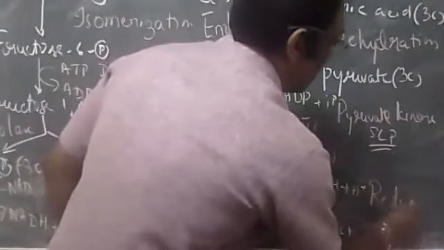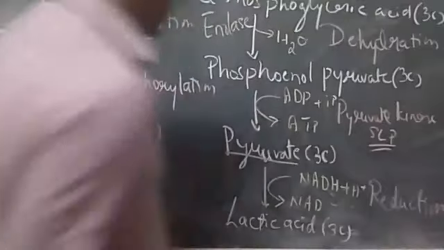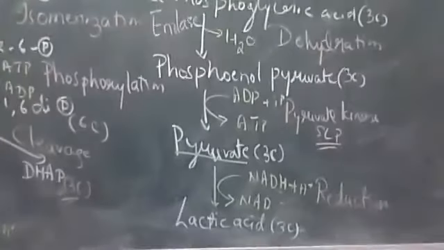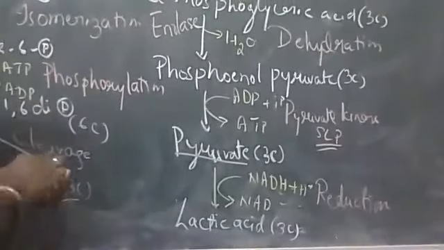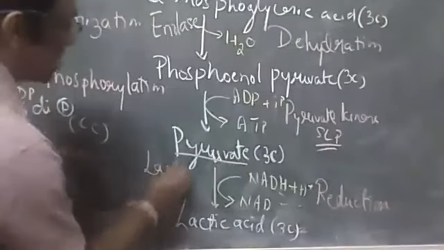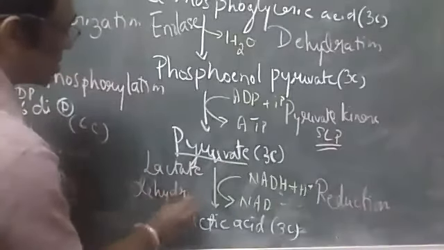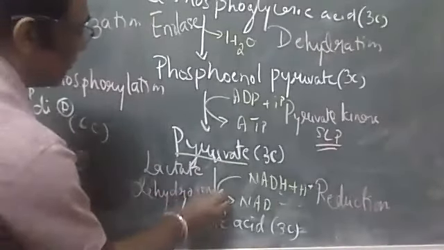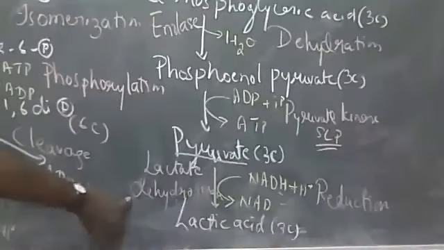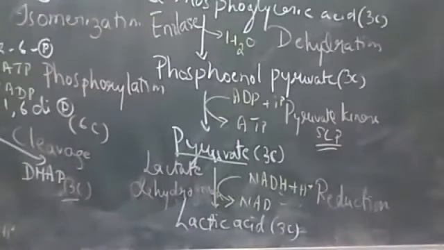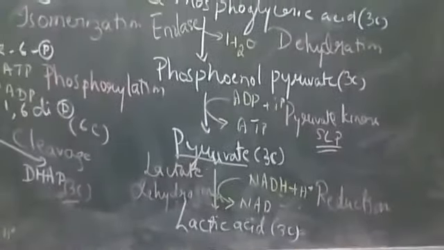This reaction is called reduction. Name of the enzyme is lactate dehydrogenase. Got it? Everybody understood. What I've taught you is homolactic acid fermentation.